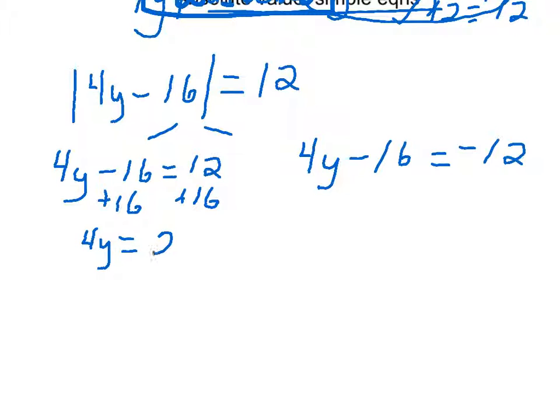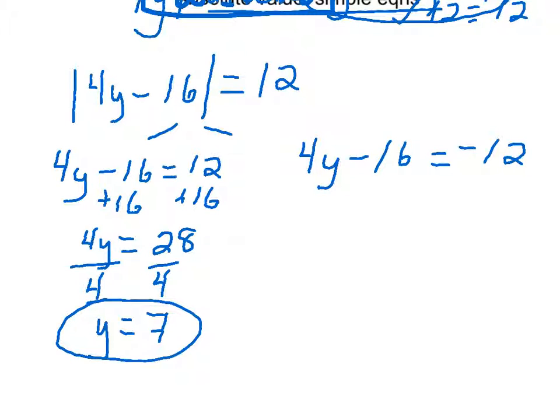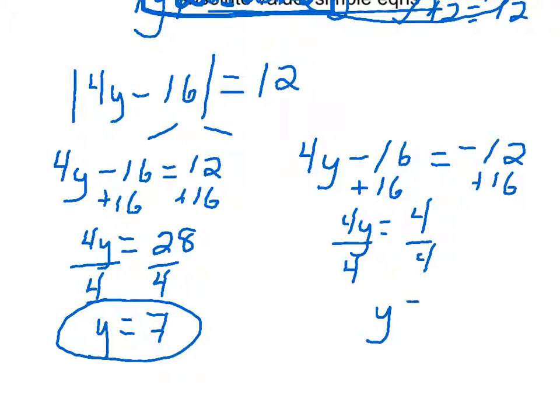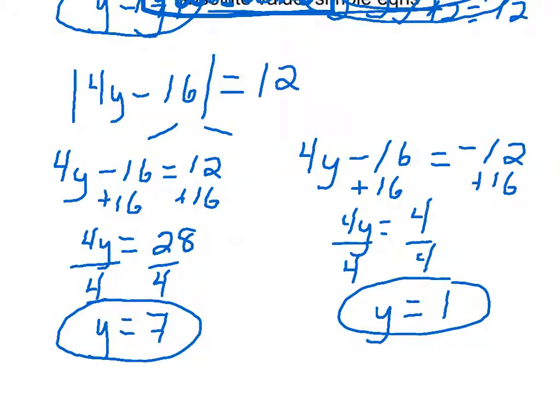12 plus 16 is going to give us 28. And again, just showing your work out. 28 divided by 4 is 7. So that's one of our answers. Going over to the other equation, same exact steps, which makes it a little bit easier. Negative 12 plus 16 is going to give us a positive 4. Again, we need to divide by 4. And 4 divided by 4 gives us 1. So those are our two answers for y. Either one would work.